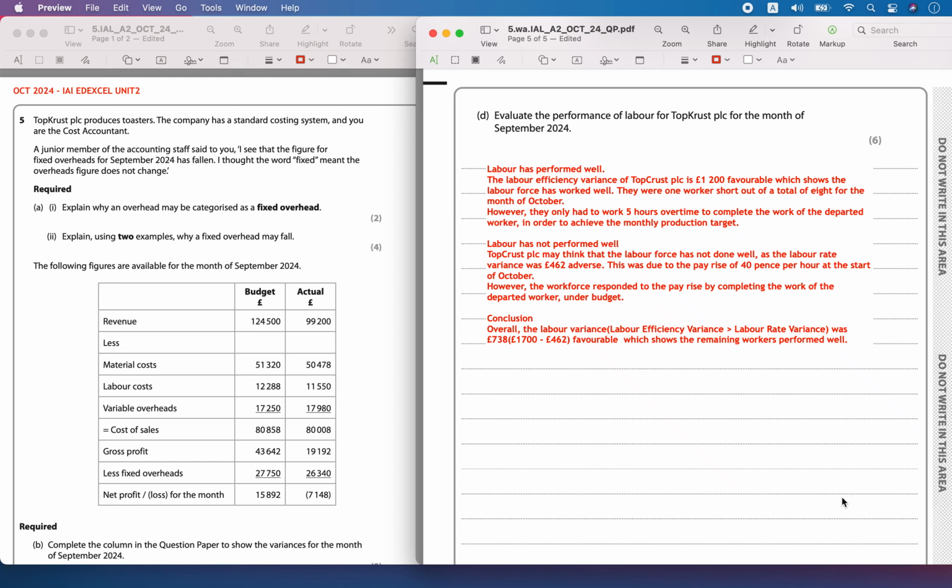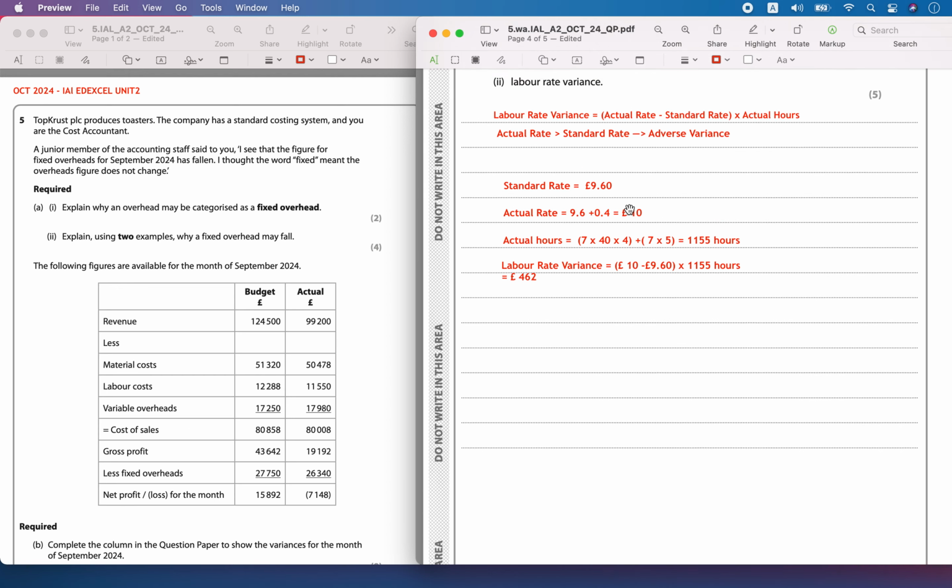Hello, today we are solving October 2024 paper Unit 2 question number 5 part D. Evaluate the performance of the labor for TopKrust PLC for the month of September 2024. Now the labor performance is determined by calculating labor efficiency variance and labor rate variance.